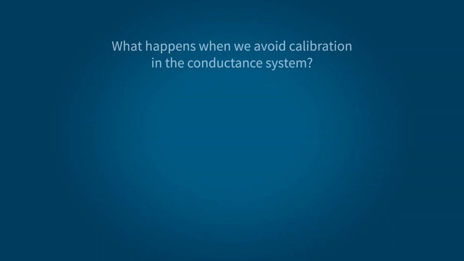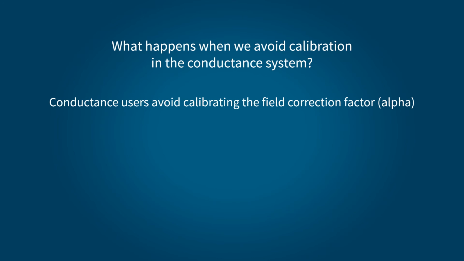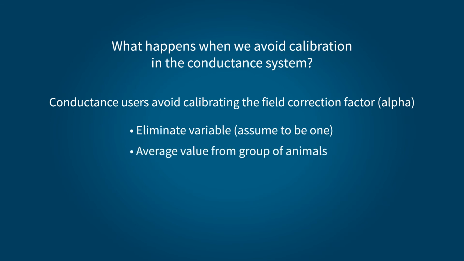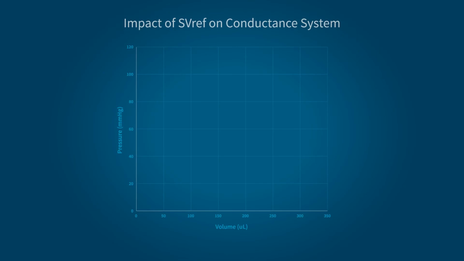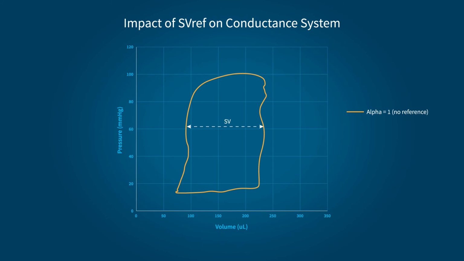Now, let's look at what happens when the calibration step is missed for the conductance system. With the conductance system, researchers commonly avoid calibrating the field correction factor, known as alpha, by eliminating the variable entirely and assuming the scaling factor to be 1, or less commonly, by using an average value calculated from a group of similar animals. Looking at the data from a single animal, assuming the alpha scaling factor to be 1 will most likely give you an underestimation of volume compared to a fully calibrated system using Echo.